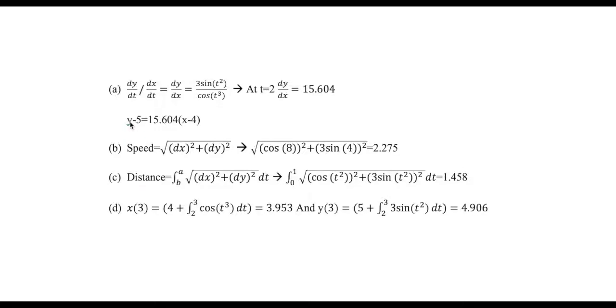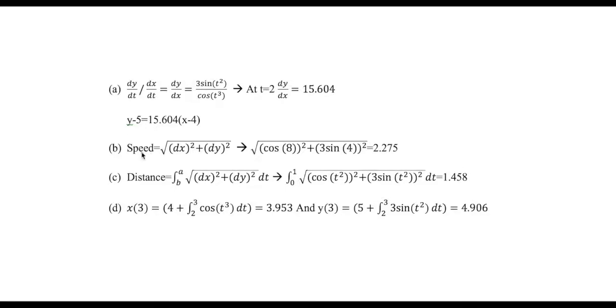So you have your point slope formula, y minus y1 equals m times x minus x1. You have your 5 and your 4, and they give you those coordinates, so it's just y minus 5 equals 15.604 times the x minus 4. You only get the 1 point for the tangent line, and it's all or nothing.